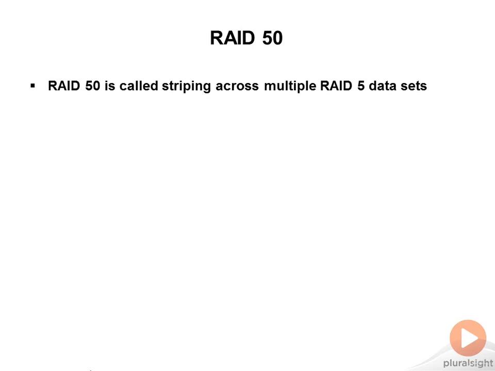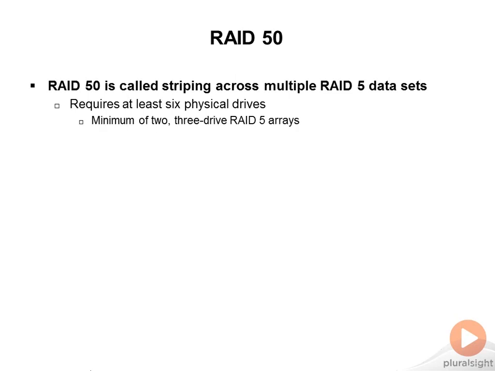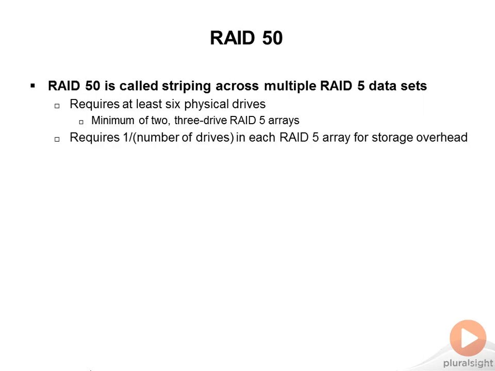The next common RAID level is RAID 50. RAID 50 is called striping across multiple RAID 5 datasets. This requires at least 6 physical drives. You have to have a minimum of 2 3-drive RAID 5 arrays to build a RAID 50 array. This requires 1 over the number of drives in each RAID 5 array for your storage overhead. RAID 50 arrays can survive the loss of 1 drive in each RAID 5 array.